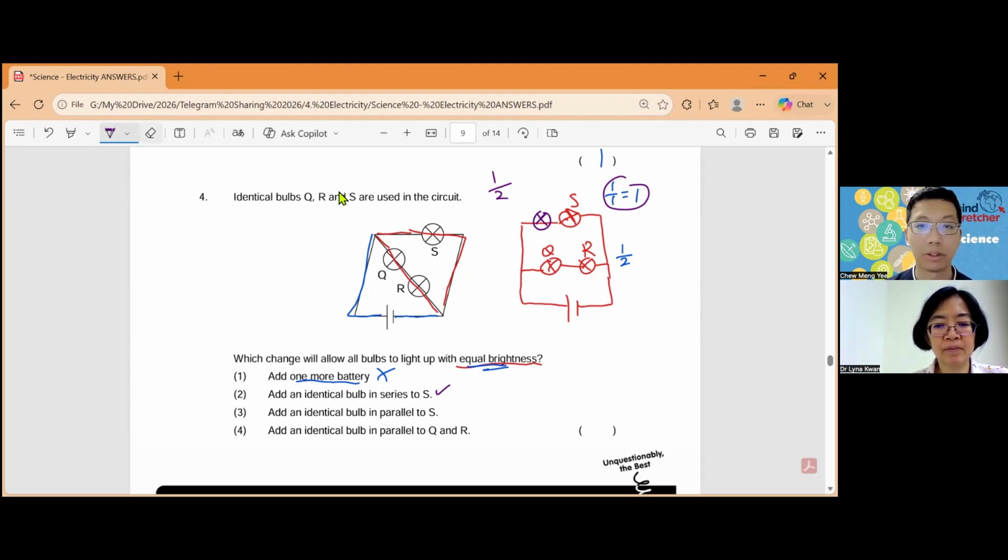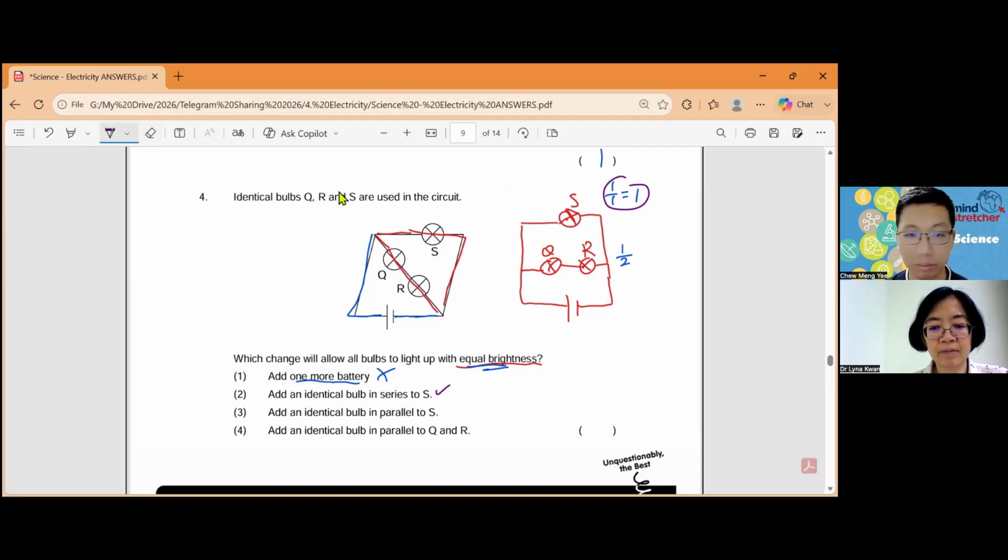Okay, so I will remove this. If I add an identical light bulb parallel to S, it means like this, across S. Will it change the brightness of Q, R, and S? Now I'm adding it parallel to S, which is also parallel to Q and R altogether. It actually does not change their brightness. Nothing has changed. Because remember, as you add a light bulb in parallel, the light bulbs will be equally bright.